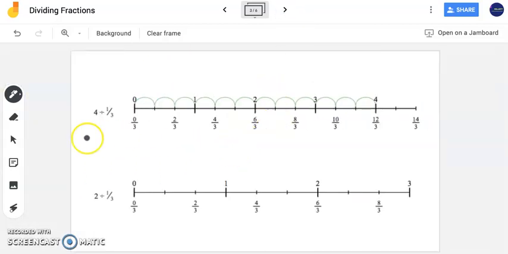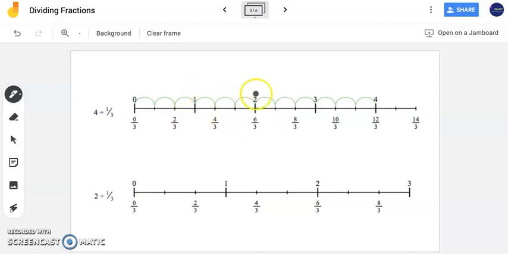Now in this next problem here, we have 4 divided by 1/3. Now I really love how on this number line, they already broke this into thirds. But notice here we have from 0 to 1. And in between each whole, we broke that into 3 equal pieces. Now here I have from 1 to 2.